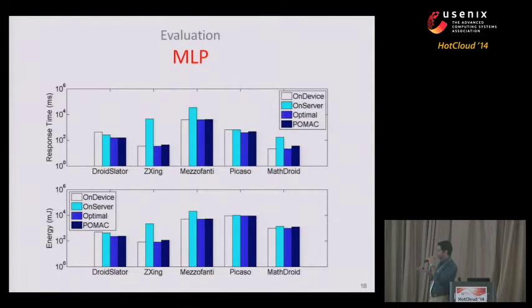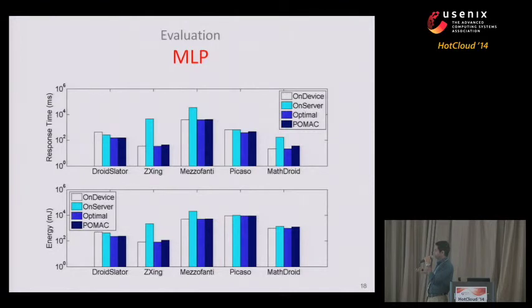And we have also manually found out which one is the best for each of the instances. Obviously, some of them had better results when offloaded, and some of them had better results when executed on the device. The light blue one gives the average of the optimal one, and the dark blue bar gives the result for the POMAC here.